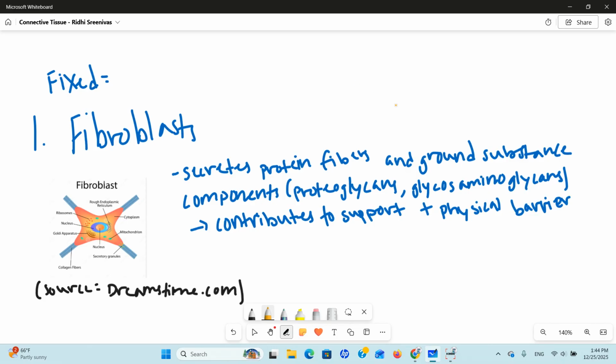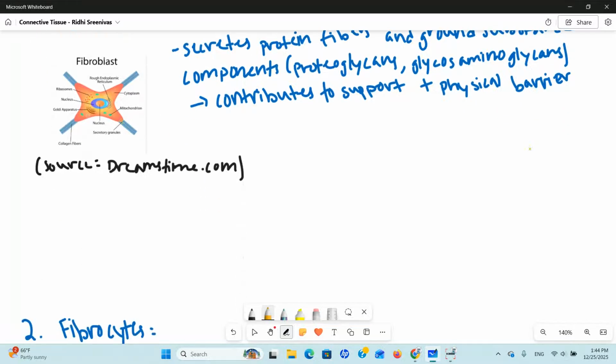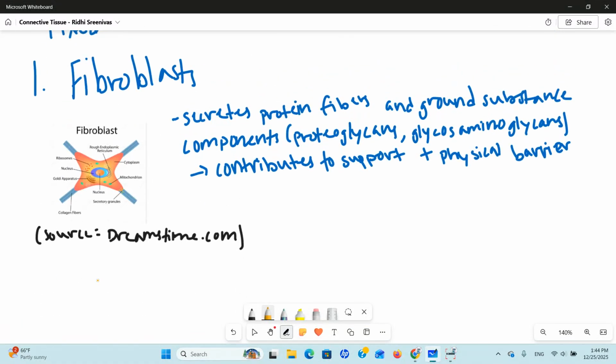And a major function of ground substance is to act as a physical barrier against pathogens, so that when pathogens are in this sticky substance, it gives them a harder time to move through and makes it easier for phagocytes to come and engulf them. And this is a little picture of what they generally look like.